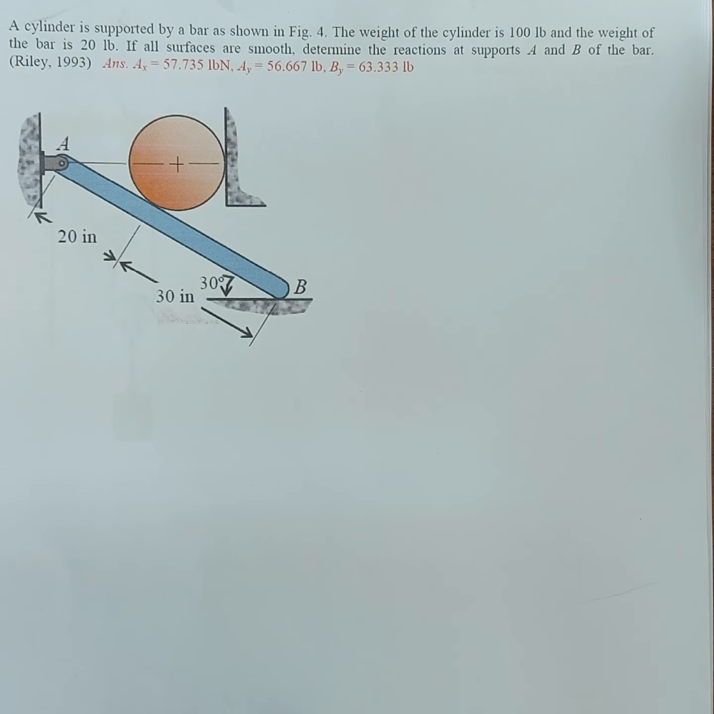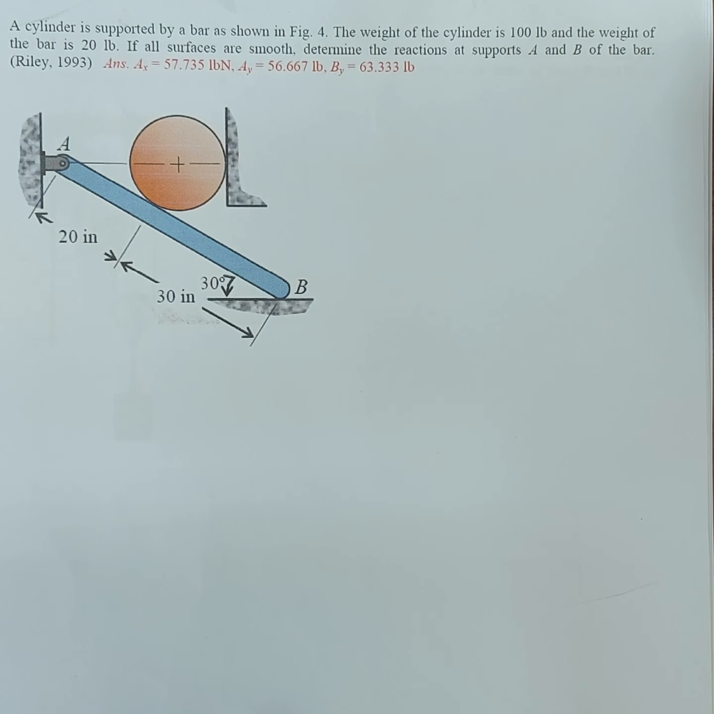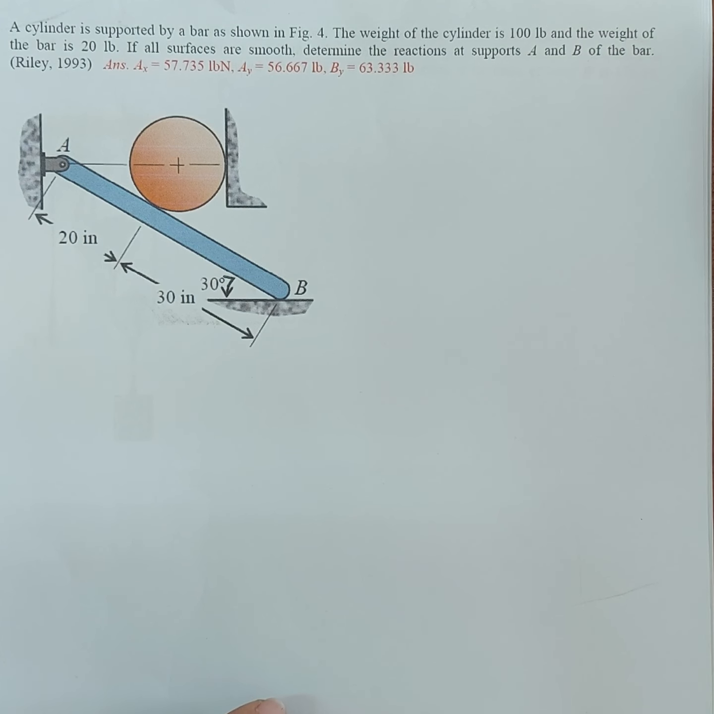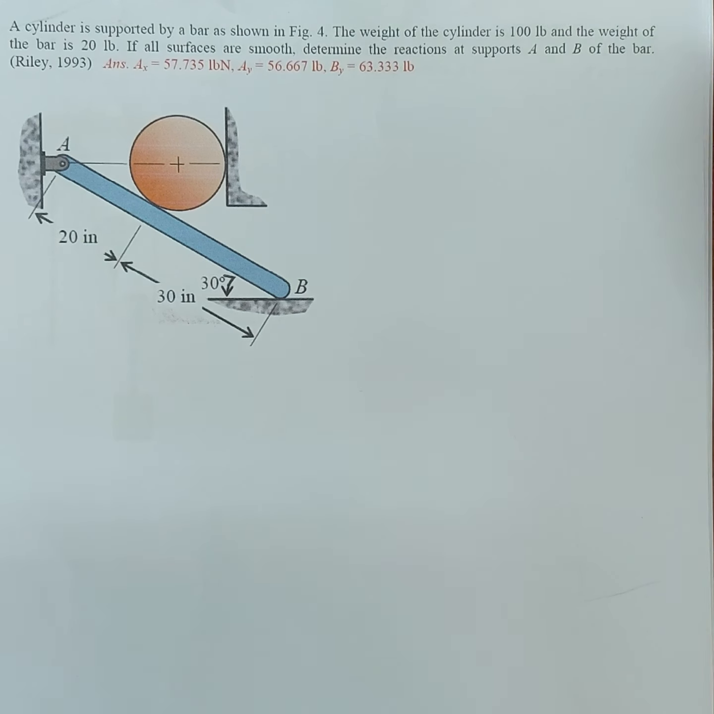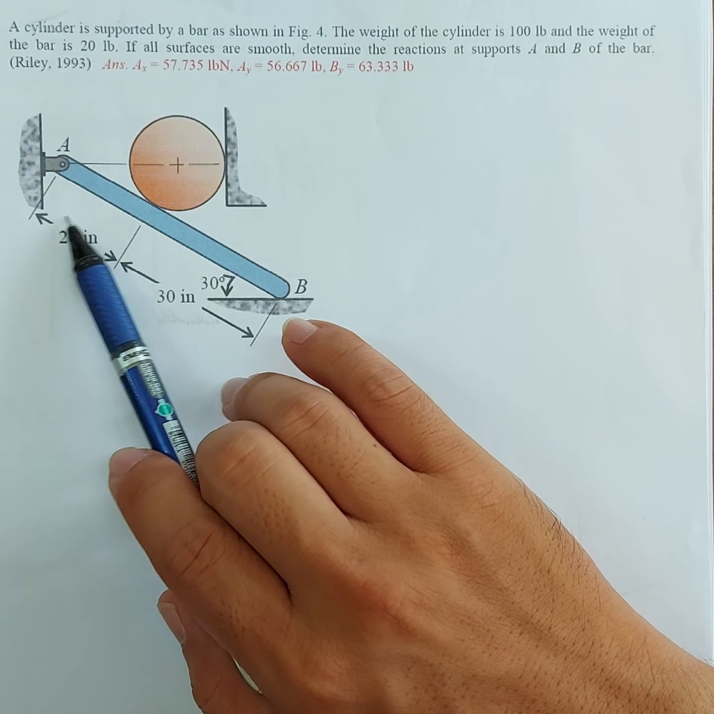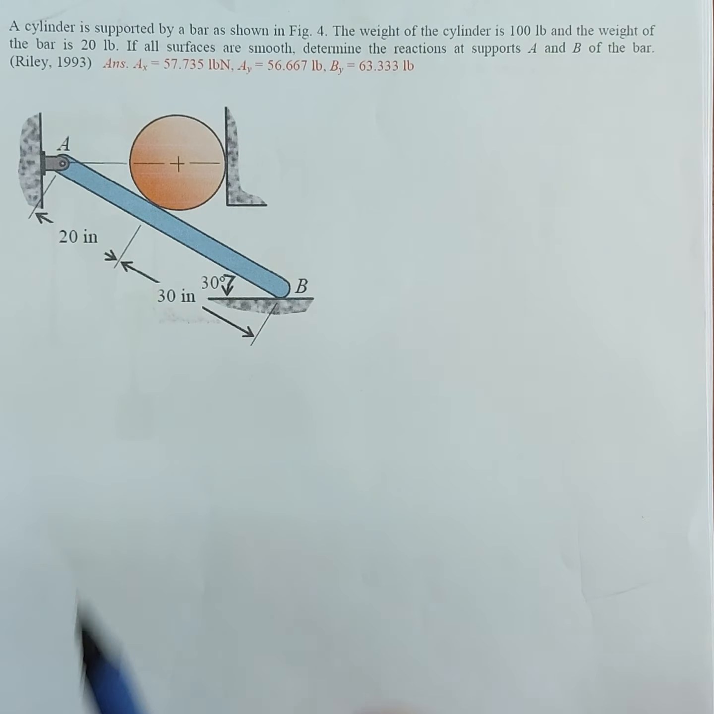Okay, so given yung weight ng bar and then weight ng cylinder. So again, yung weight natin would always act at, ang line of action ng weight is at the center or the centroid or center of gravity ng isang body or object. Okay. So how do we solve this particular problem? So we are going to solve for the reactions at supports A and B.